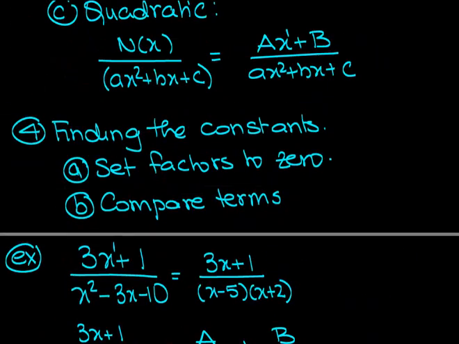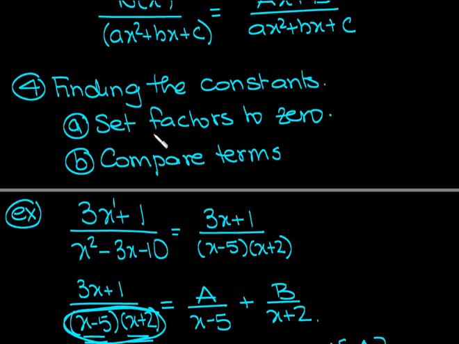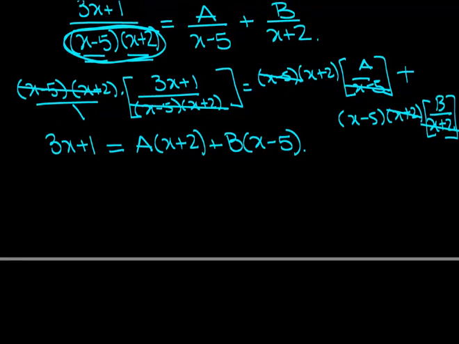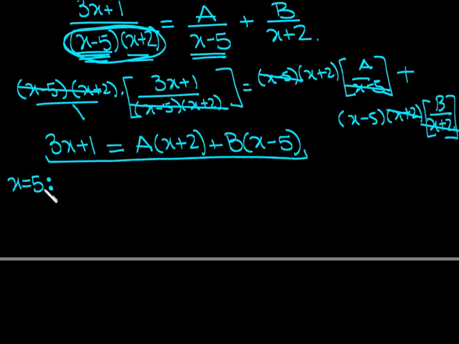So now how do we find the constants? We set the factors to 0. So we take a look at each factor that we had and find out when it will be 0. When will this factor be 0? When x is 5. So we go x is equal to 5. So throughout this expression we're going to change x to 5. So we get 3 times 5 is 15. 15 plus 1 is 16. 5 plus 2 is 7. So we get 7A. We get 5 minus 5 is 0, so this term is gone. So what does that tell me if I divide both sides by 7? A is equal to 16 over 7.